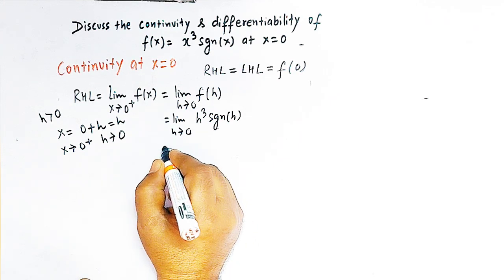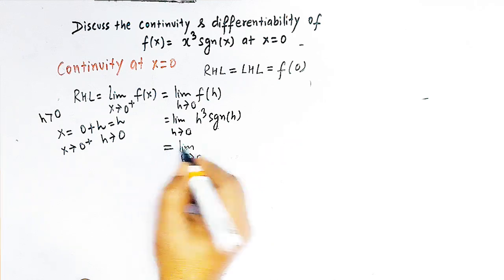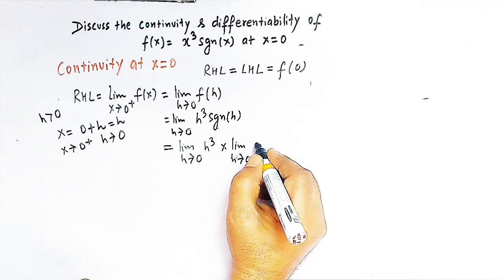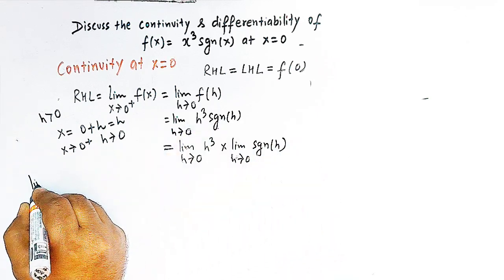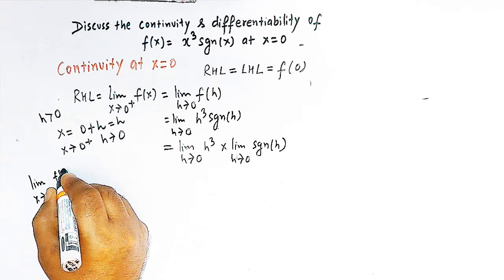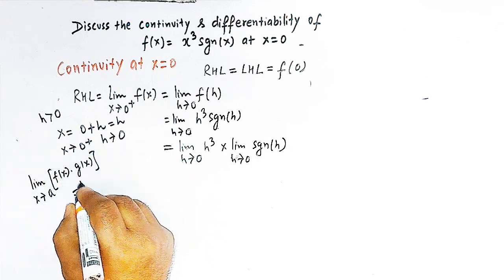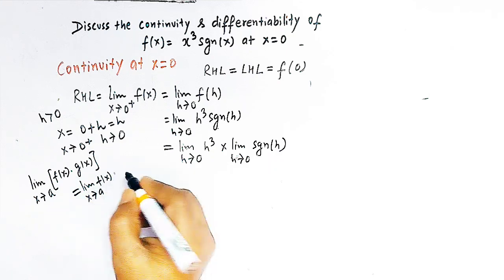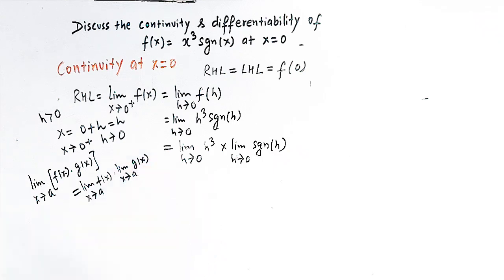Now we can write this limit as limit h tends to 0 of h cube, and then limit h tends to 0 of signum of h. Here we have used this result: limit x tends to a of the product of two functions f of x and g of x is given by limit x tends to a of f of x, multiplied by limit x tends to a of g of x.